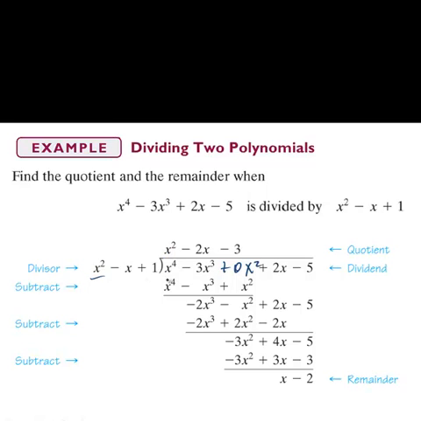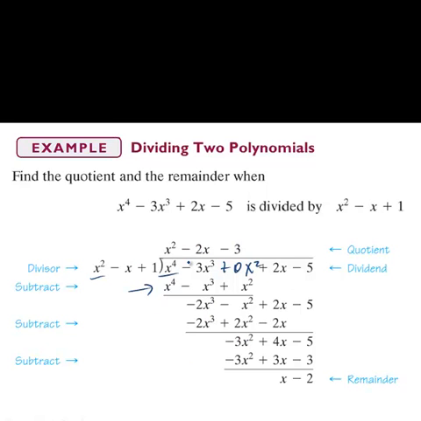x squared goes into x to the fourth how many times? The answer is x squared. So you put x squared up there, multiply out, and this is what you get there. You subtract, and then how many times does x squared go into negative 2x cubed? The answer is negative 2x. And you multiply, subtract, and repeat the process.